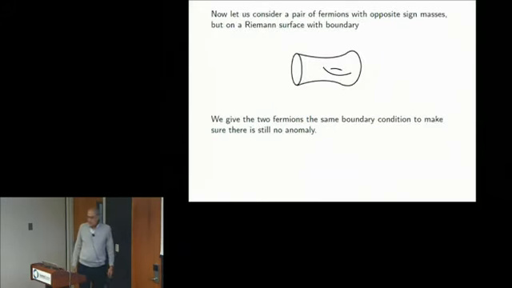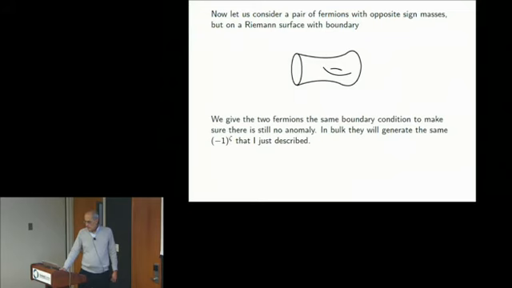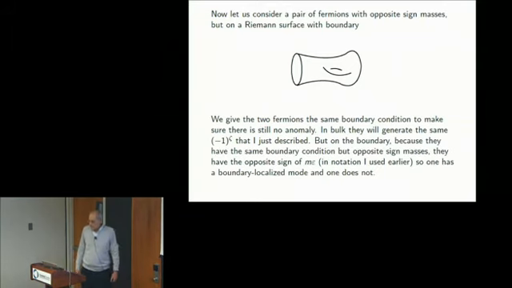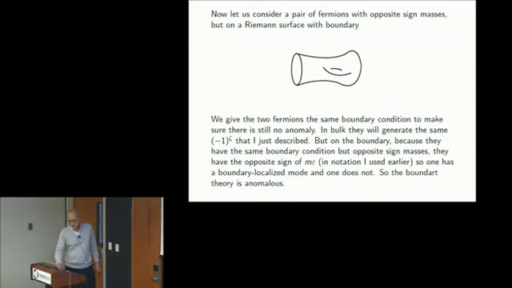Now let's consider the pair of fermions with opposite sign masses, but on a Riemann surface with boundary. We give the two fermions the same boundary condition to make sure there's still no anomaly. But they continue to have opposite sign masses. So in the bulk, they generate the same -1 to the zeta that I described. But on the boundary, because they have the same boundary condition but opposite sign masses, they have the opposite sign of m epsilon. So one has a boundary localized mode and one does not.